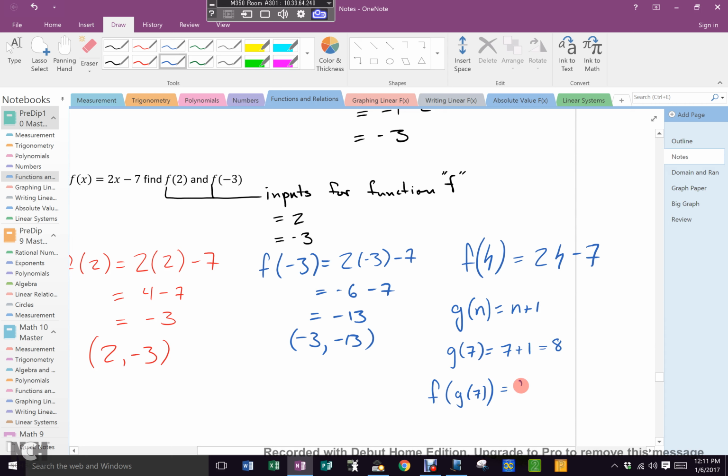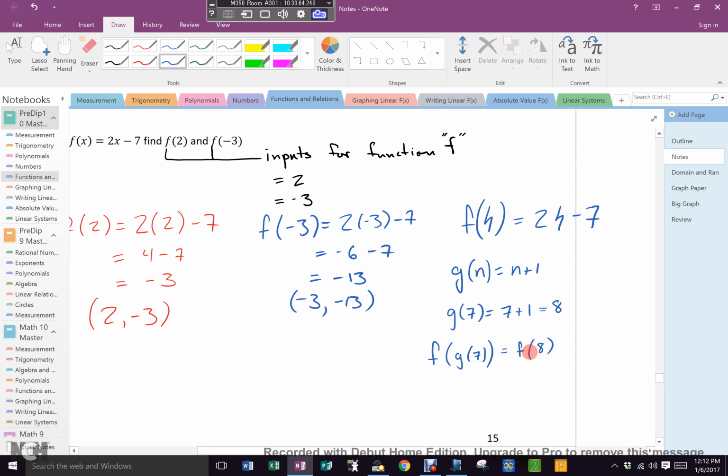So I need to find the f of what? 8. And now I am switching functions back to f. What's the f function? 2x minus 7, which is 16 minus 7. I just gave it away, but all of you can subtract. 16 minus 7 equals 9. Do all of you understand that?